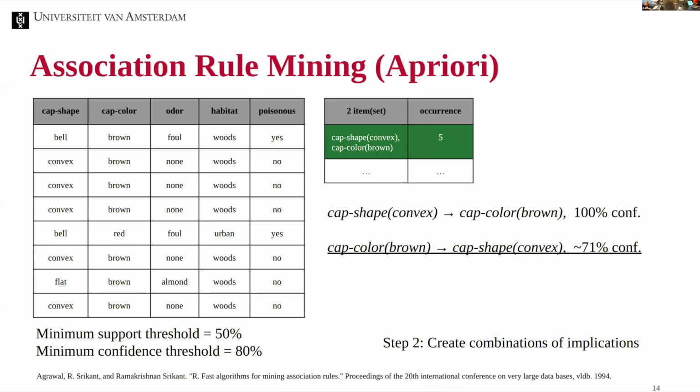Let's say we can say cap shape convex implies cap color brown, but we could also say the other way around. And then we calculate the confidence of this rule. And then we set a strict threshold for that as well. And then we find the rules that are, again, above this threshold. So now there are better algorithms, better data structures, but the main idea is always the same.